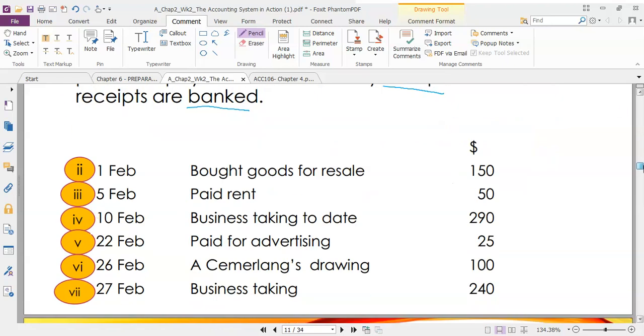So on 1st February, bought goods for resale. This is purchase, right? Other name for bought goods is purchase. He bought the goods to be sold. For example, you open a business, a mobile business or mobile shop. So what do you sell? You sell handphones, and top up.